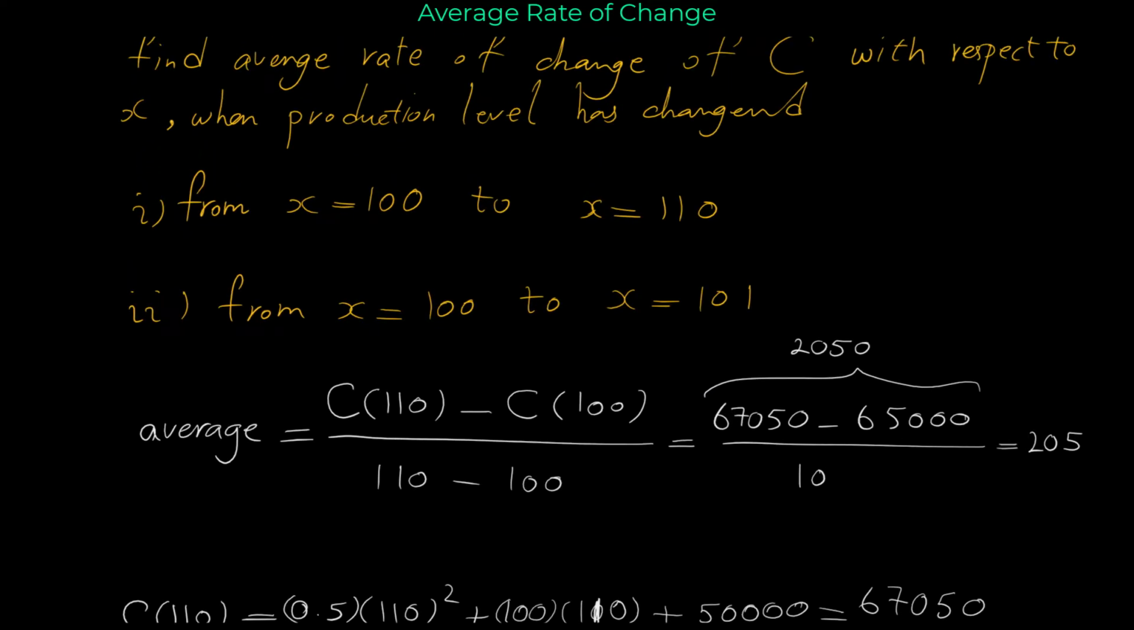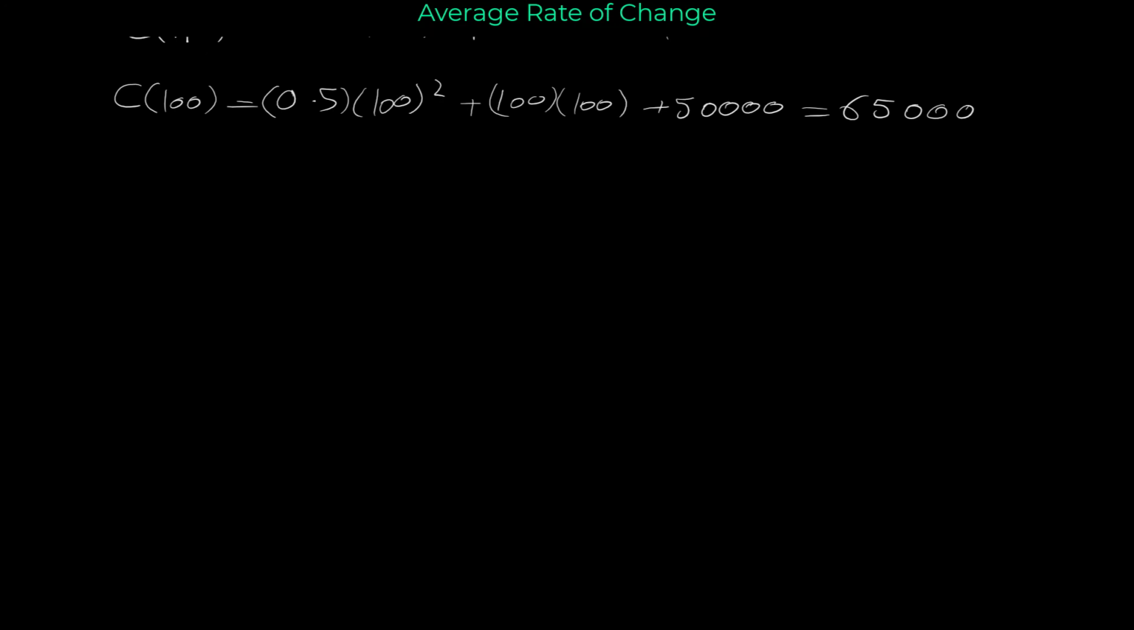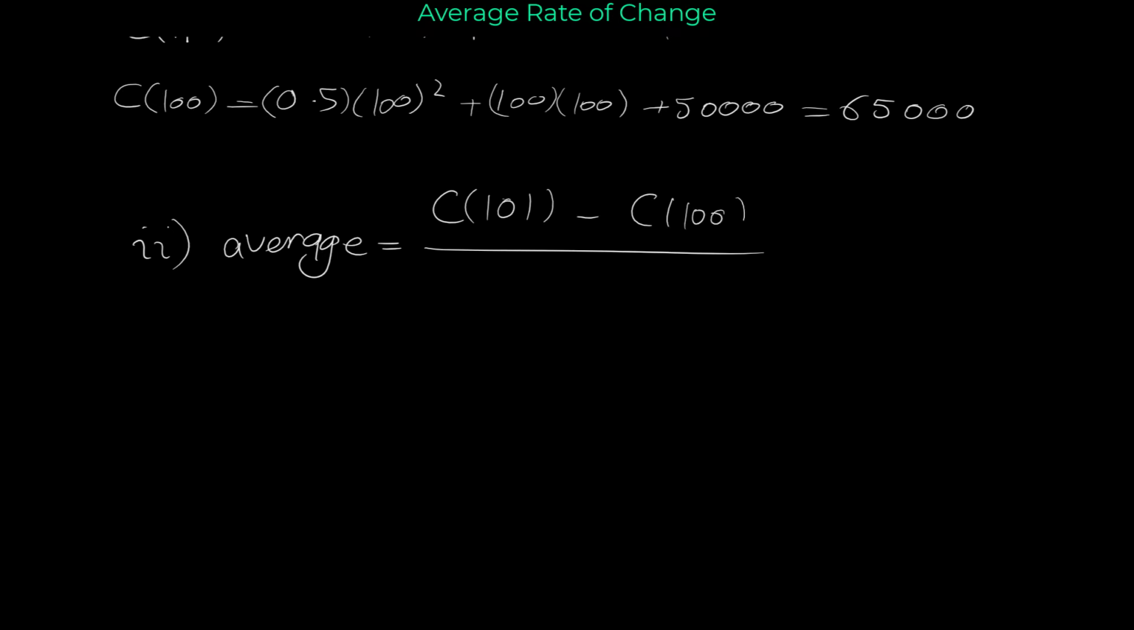For the next part, we want to know the average rate of change of cost if the production level changes from 100 to 101. So basically this means we want to know how much the cost of production increases on average when we increase the production level by 1 unit, 100 to 101. So for part 2, the average rate of change would be C of 101 minus C of 100 over 101 minus 100. The denominator is 1. Now we have to find C of 101.